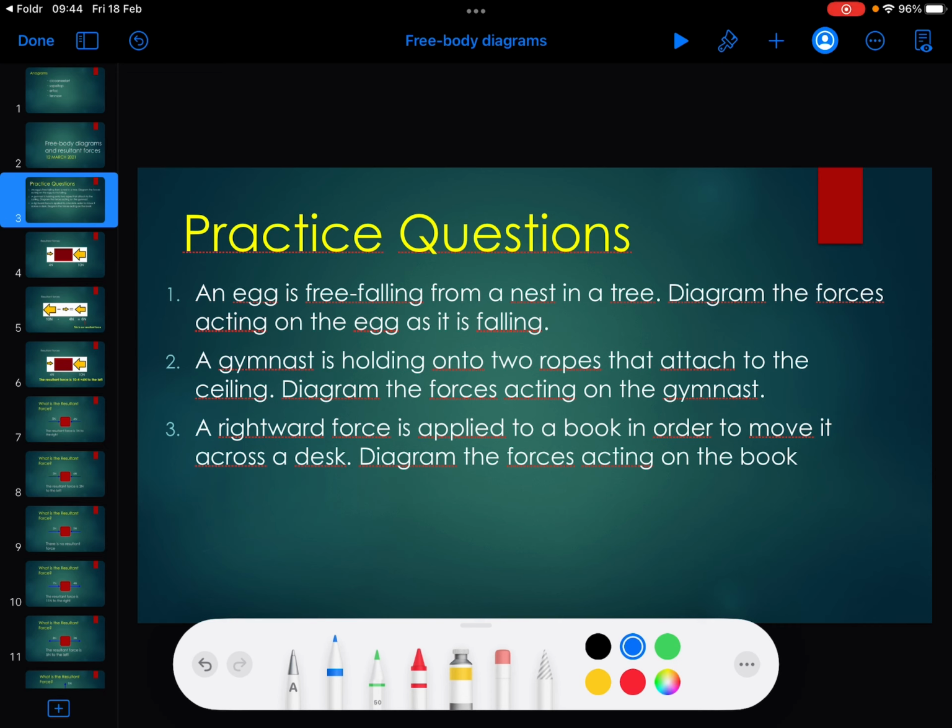So there are 3 practice questions here. I would like you for each one to draw me a free body diagram. Remember, blob for the object, and then draw your force arrows on and label them.